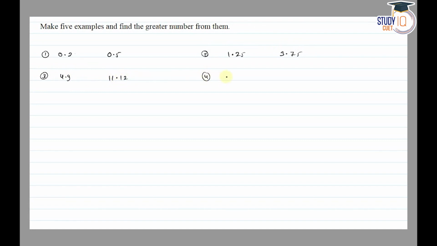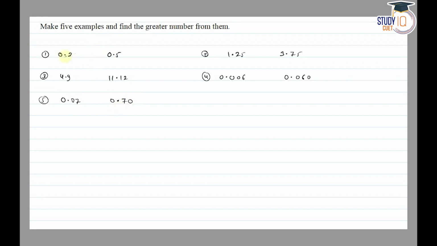Fourth 0.006 and 0.060. Fifth is 0.07 and 0.70.